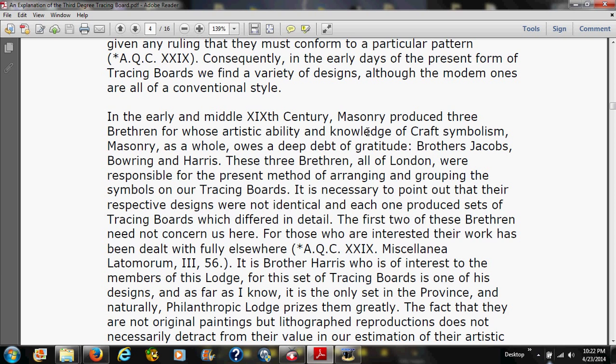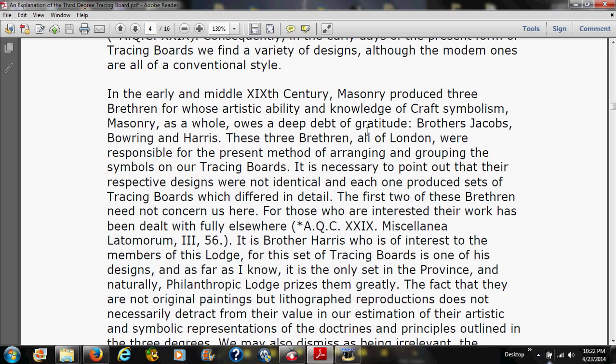In the early and middle 19th century, the masonry produced three brethren for whose artistic ability and knowledge of the craft, symbolism, masonry as a whole, owes a deep debt of gratitude: Brother Jacobs, Browning, or Bowring, and Harris. These three brethren, all of London, were responsible for the present method of arranging and grouping the symbols on our tracing boards. It is necessary to point out that their respective designs were not identical, and each one produced sets of tracing boards which differed in detail.